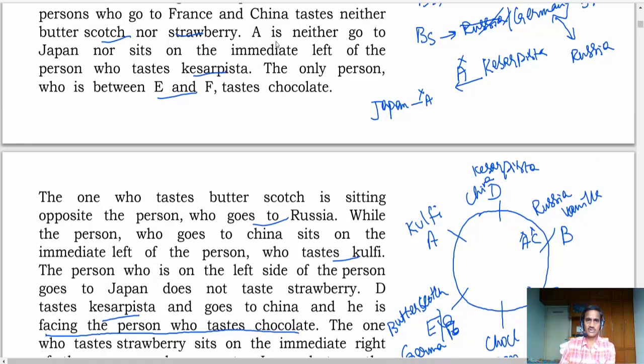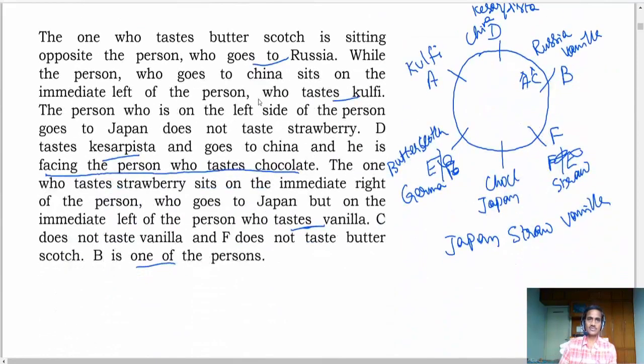A is neither go to Japan nor sits on the immediate left of the one cashew pista, the only one between E and F, chocolates. The one butterscotch is sitting opposite to the person from Russia, while the person goes to China sits on the immediate left of kulfi, and the person on the left side of the person who goes to Japan does not taste strawberry. And D tastes cashew pista and goes to China, and he is facing the person who tastes chocolate. The one who tasted strawberry sits on the immediate right of the person who goes to Japan, and on the immediate left of vanilla. C does not taste vanilla.